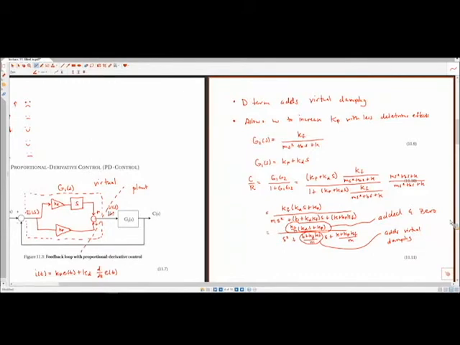But I wanted to pause right here and see if there's any questions about adding this derivative term and some of the main effects of it. Yes, Carson. You can make them negative. It's perfectly allowable. Usually not, though.